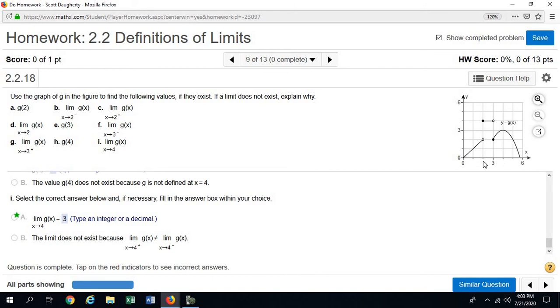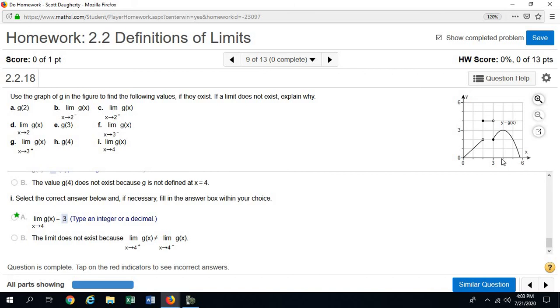So if you approach from the negative side of 4, you have to plug in numbers in here. So maybe you plug in a 3, and the y value that comes out appears to be 2. If I were to plug in 3.5, you can see that the y value gets a little closer to 3. And again, if I were to plug in like 3.9, it gets even closer to 3, closer and closer to 3. So the limit from the negative side of 4 appears to be 3.